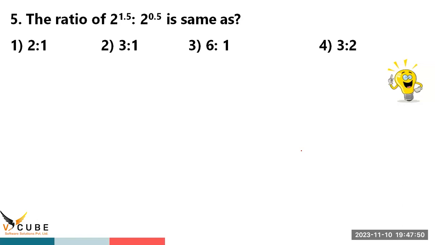Next one. The ratio of 2 power 1.5 is to 2 power 0.5 is same as? Simple problem. Somebody is saying the answer is option 1. Very good, excellent. Option 1, 2 is to 1. But I can write it as 2 power 1.5 by 2 power 0.5. Why? Because A is to B and A by B are the same. Yes or no?